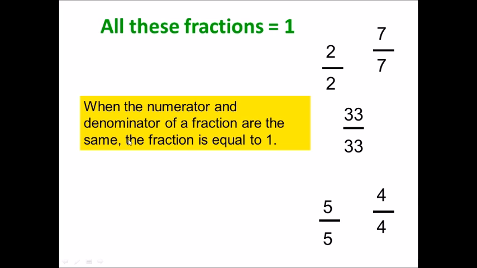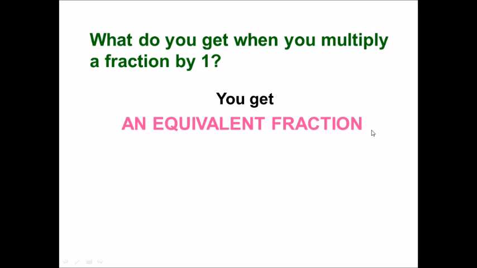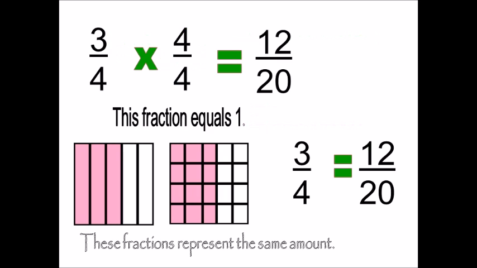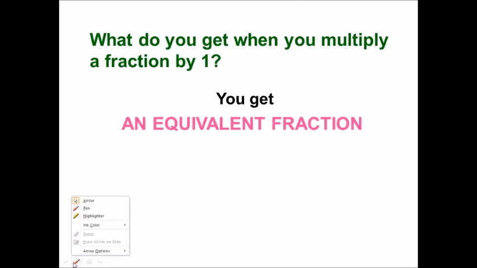So when the numerator and denominator of a fraction are the same, the fraction is equal to 1. The numerator is the same as the denominator, so all of these are equal to 1. So what do you get when you multiply a fraction by 1? You get an equivalent fraction. So for example, if you have 1/2 and you multiply it by 2/2, which is equal to 1, right?